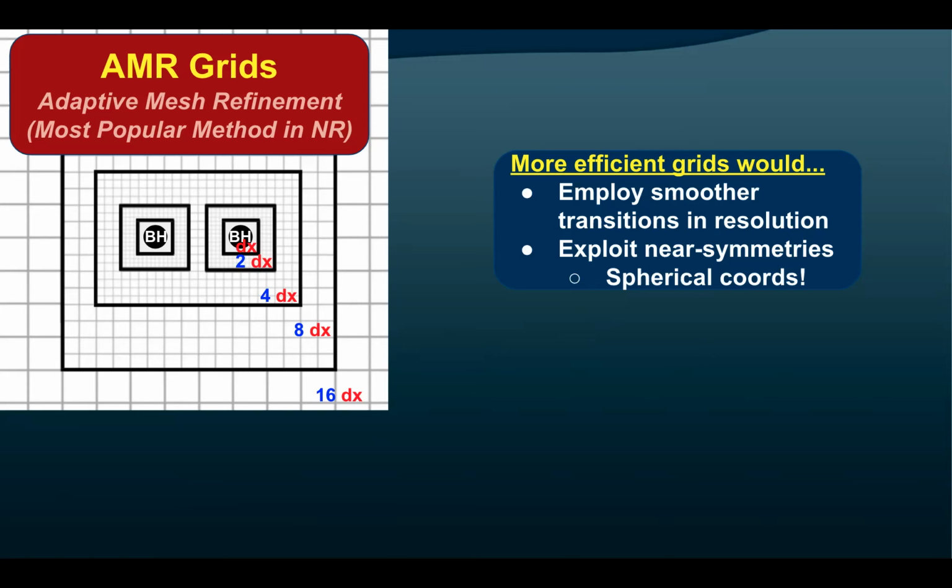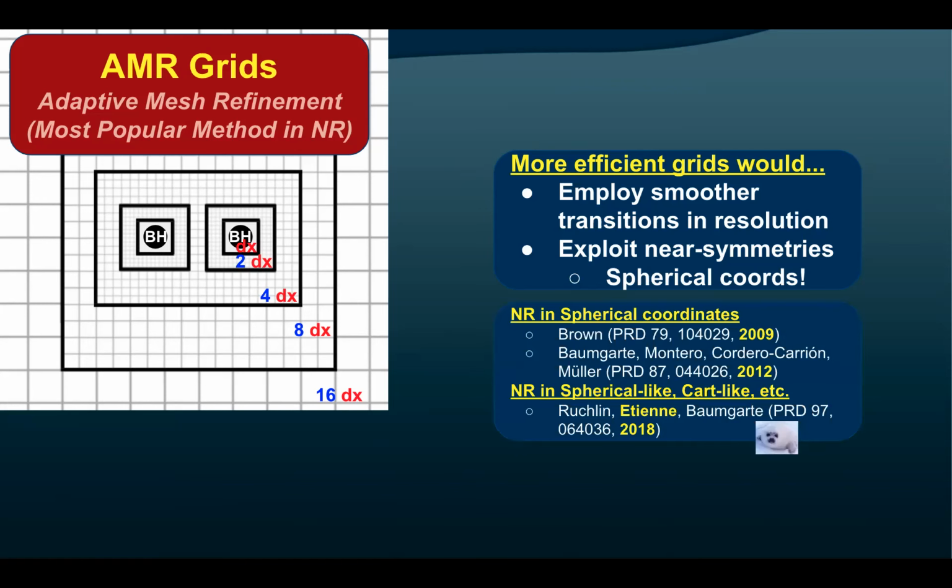Also, there are some near symmetries in these space-time fields that if we exploited them, as opposed to just putting down Cartesian grids, they don't look very box-like, these space-time fields. Then we might be able to get a great improvement in the efficiency in our overall numerical relativity code. Next slide. And next slide.